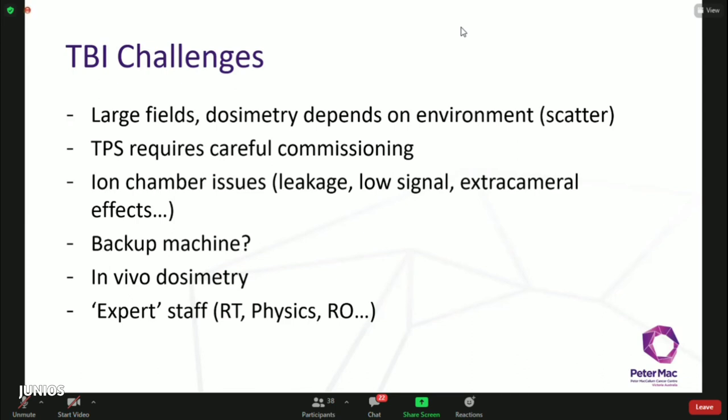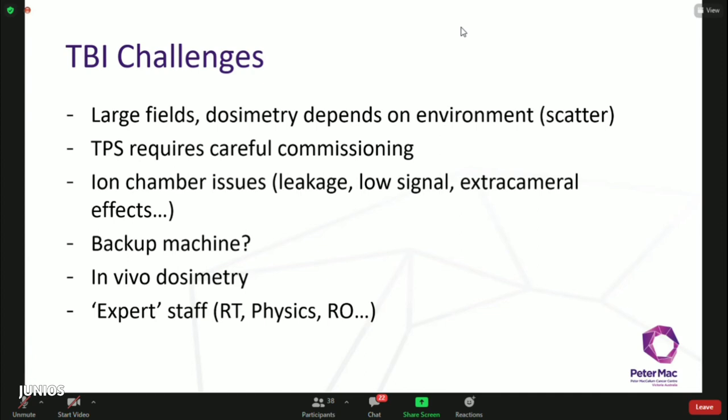For the measurements themselves, there's sometimes ion chamber issues to consider. So what is the leakage current in your ion chamber and electrometer relative to this now relatively lower signal at extended SSD? You are irradiating a very large area. So you've got cable in your field. What are the extracameral effects? So there's some good physics in there, but a lot of additional considerations for these non-standard conditions. At commissioning, you need to also consider a backup machine.